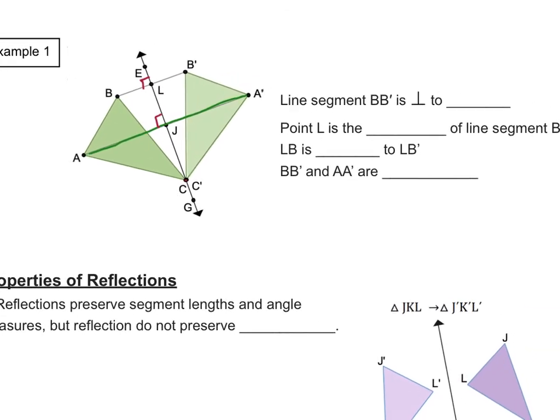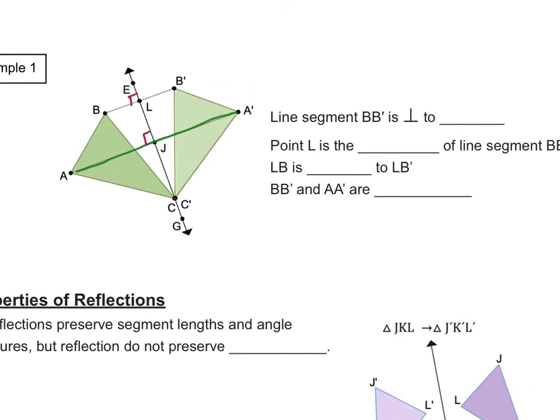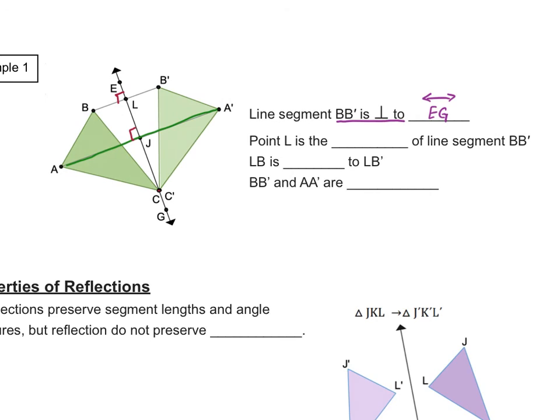So there you go. So line segment BB prime is perpendicular to, and there's several different lines we can call it. We can call it line EC, we can call it line CG, we can call it line GE, EG, but I'm just going to say it is perpendicular to line EG. Point L is the blank of the line segment BB prime.